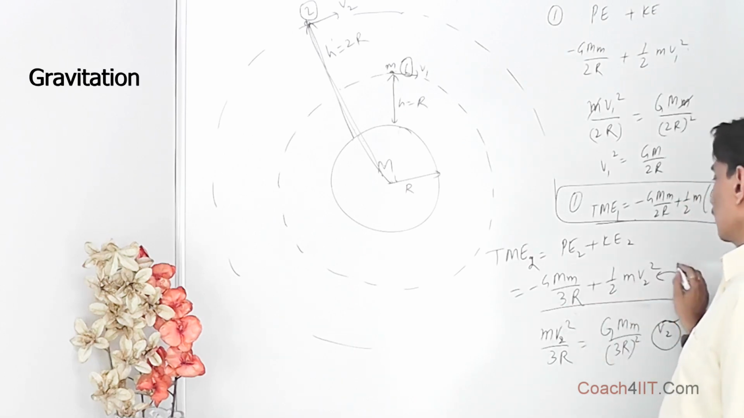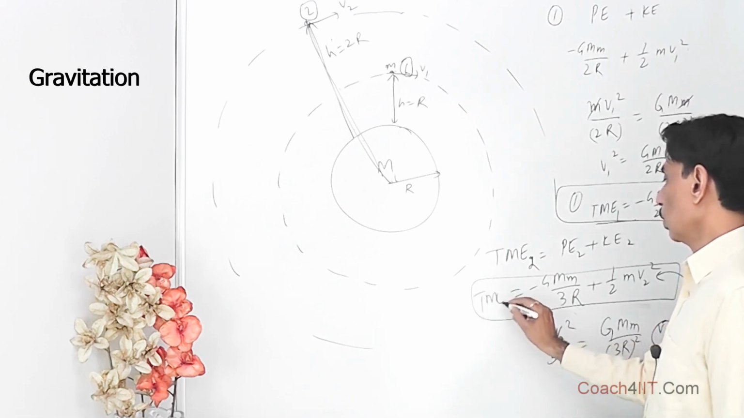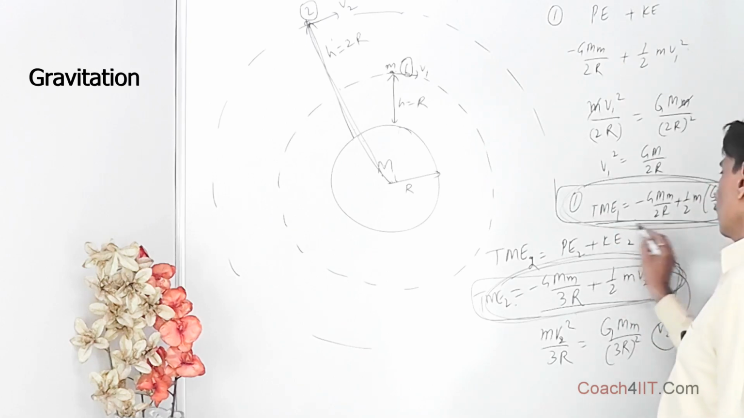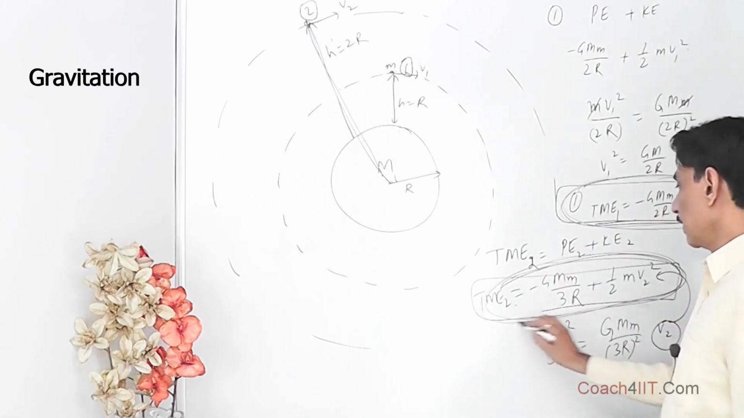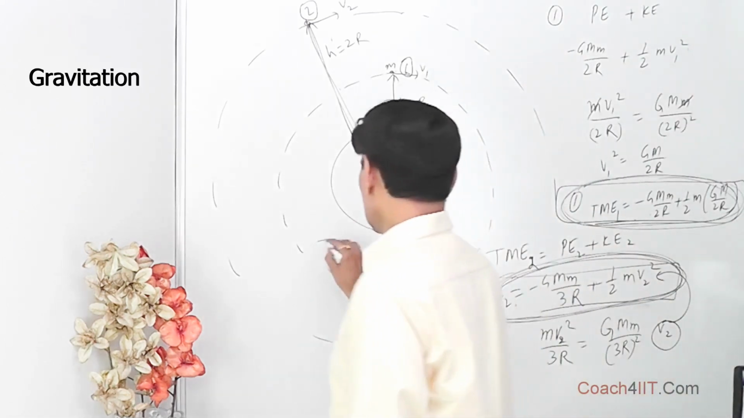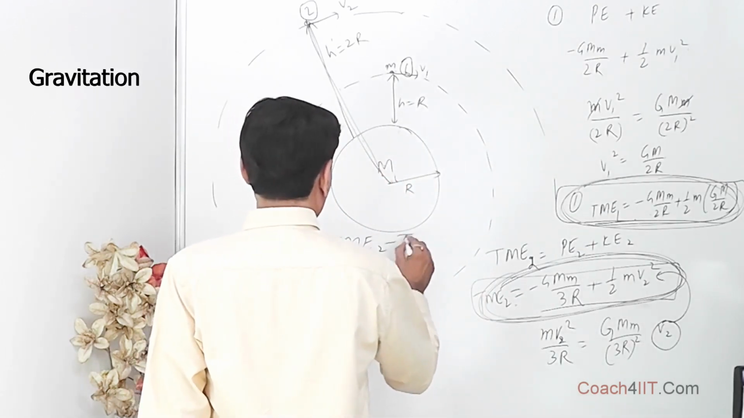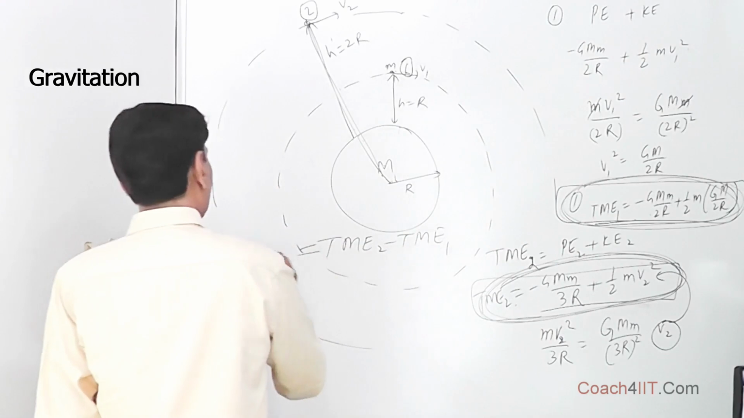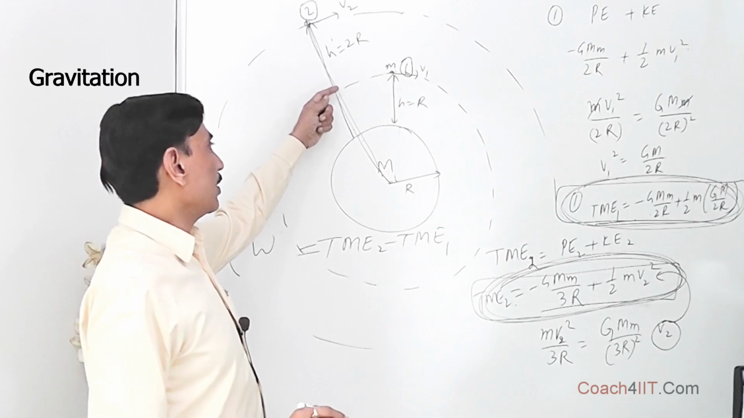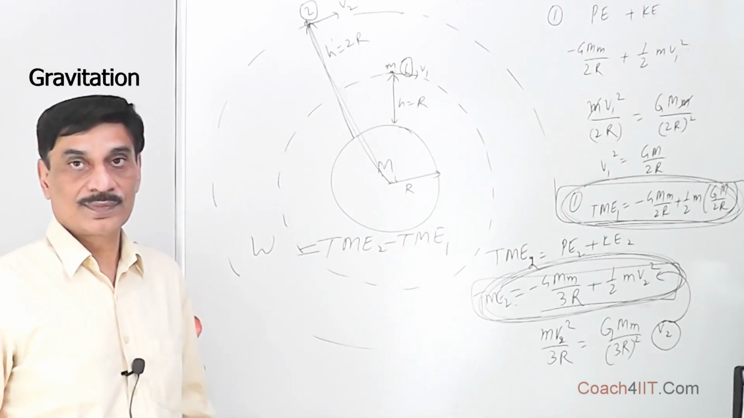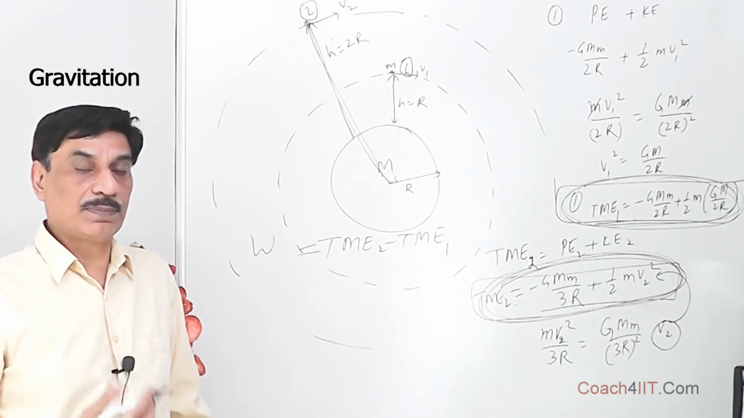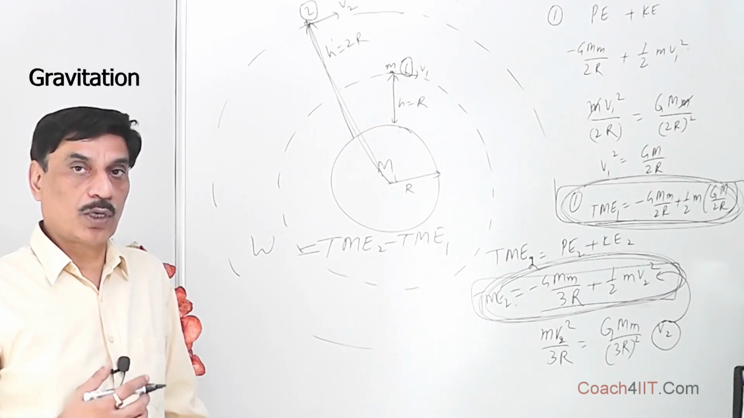We will get two equations: one is the total mechanical energy over here, configuration 2, and the other the total mechanical energy over here, configuration 1. After that we find the difference between the two, that is total mechanical energy 2 minus total mechanical energy 1, which is equal to the work which needs to be done to move this satellite from this orbit to a higher orbit. This way we can find the energy which has to be supplied for moving the satellite from a lower orbit to a higher orbit.